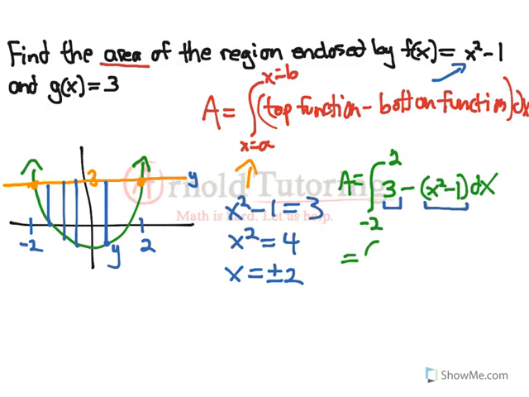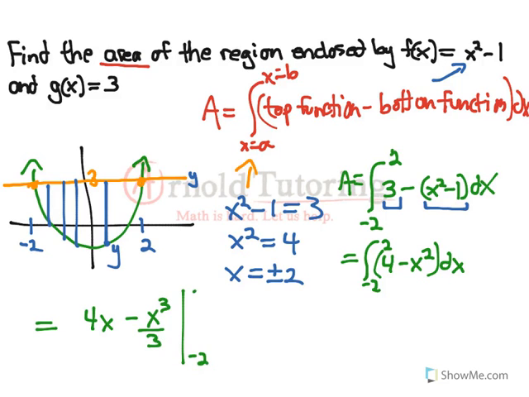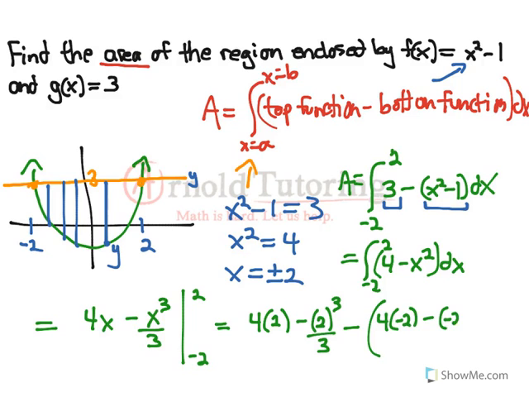Okay? So it's the integral from negative 2 to 2. If we clean this up, it's going to be 3 minus x squared plus 1, so it's 4 minus x squared dx. And now we can integrate, which is 4x minus x cubed over 3, go up 1 power and divide, from negative 2 to 2. Plug in the 2 and you get 4 times 2 minus 2 cubed over 3, minus plug in the negative 2: 4 times negative 2 minus negative 2 cubed over 3.